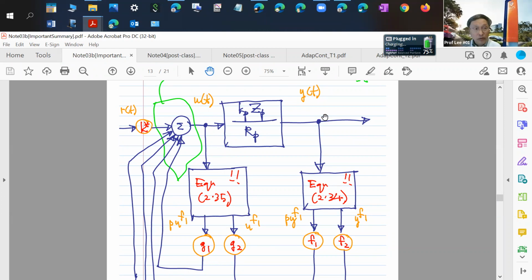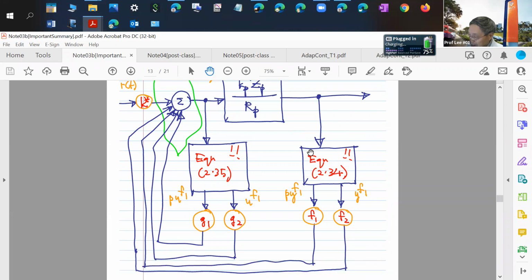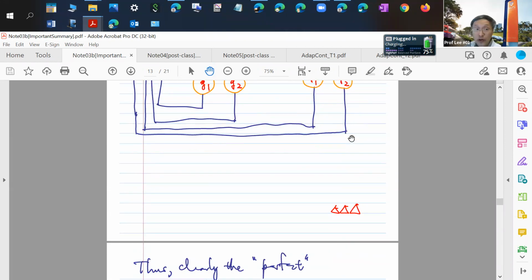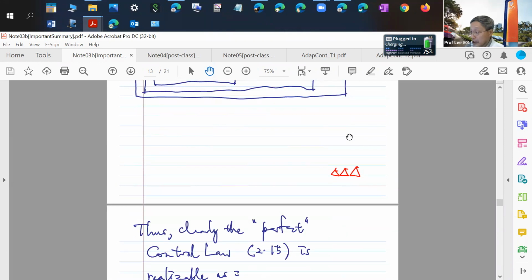No constraint on relative degree. I emphasize, no constraint on relative degree at this point. No constraint at all. Okay, now go on to additional properties to be observed out of here. And even at this point, no constraint on relative degree.